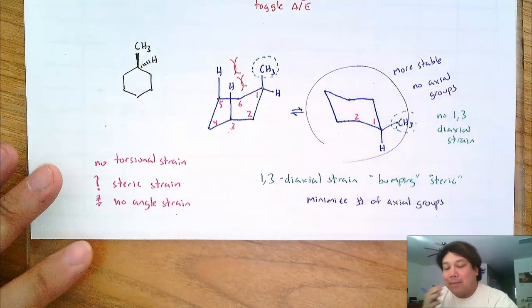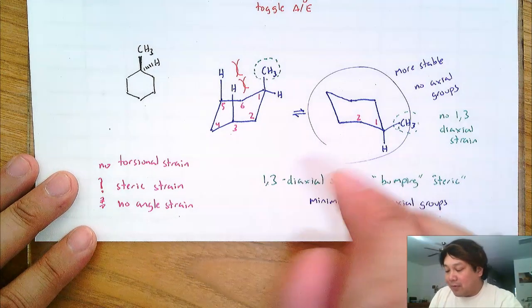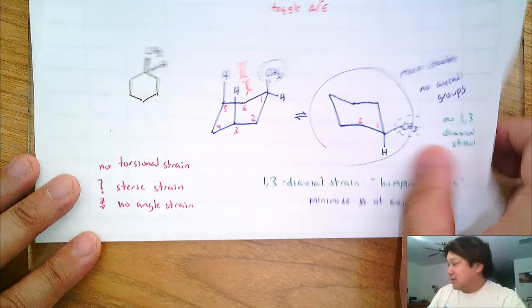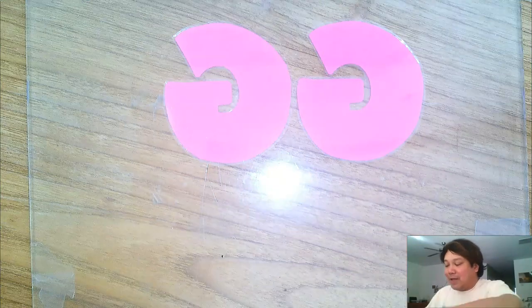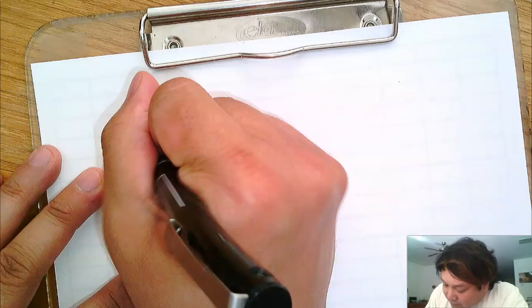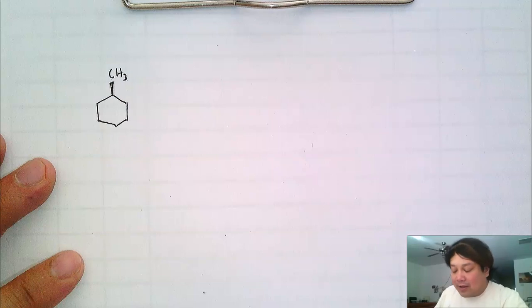Now, what happens if we have a tie? If I had put a methyl group, well, let me show you. Instead of trying to visualize it in my head and making a mistake, let me show you where it can be a tie. Methyl group here. For it to be a complete tie, we have to have two of the same groups.